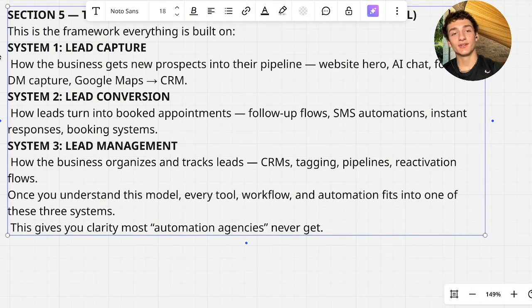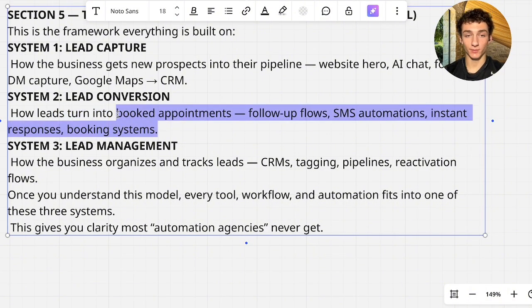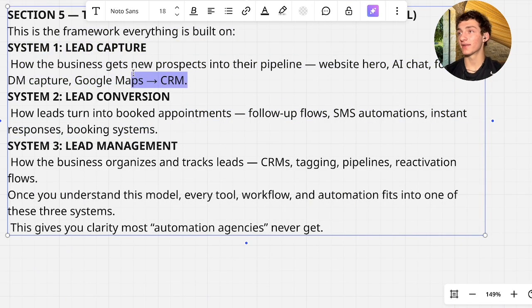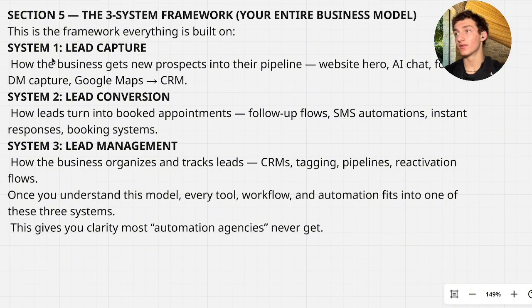That would fall in between these two, right? So somebody will call off of their Google Maps profile or whatever. The AI receptionist will answer and try to convert them into booked appointments. So that would fall into system 2. And there's also outbound AI agents that can call, so that would obviously be lead capture. But yeah, you can kind of see how they're going to fall into one of these three categories or multiple. There's really nothing that will be outside of these. There's no unique system that will not fall into at least one of these three categories.